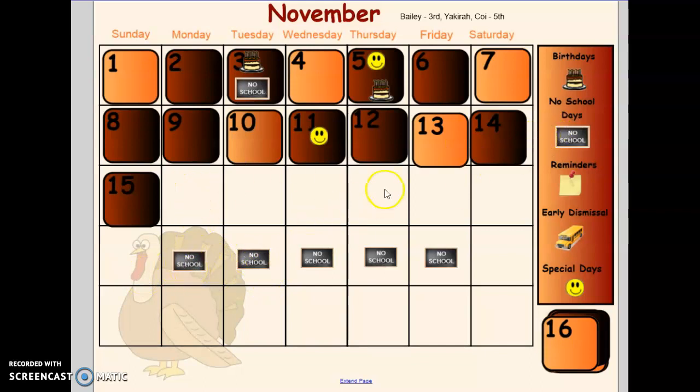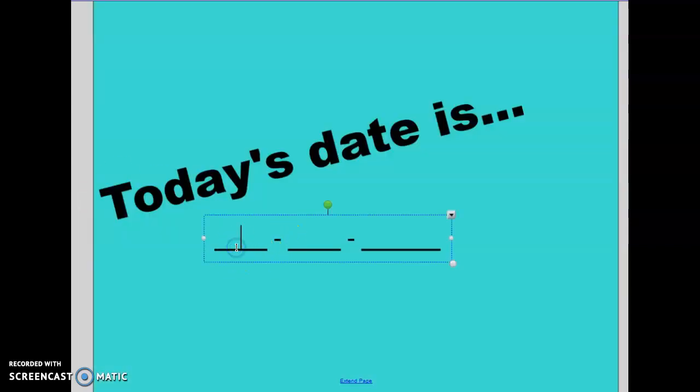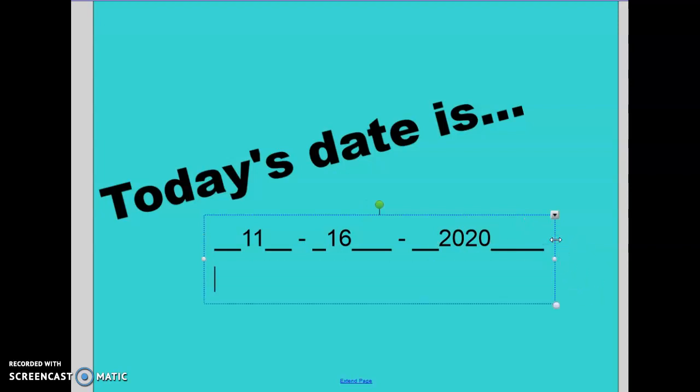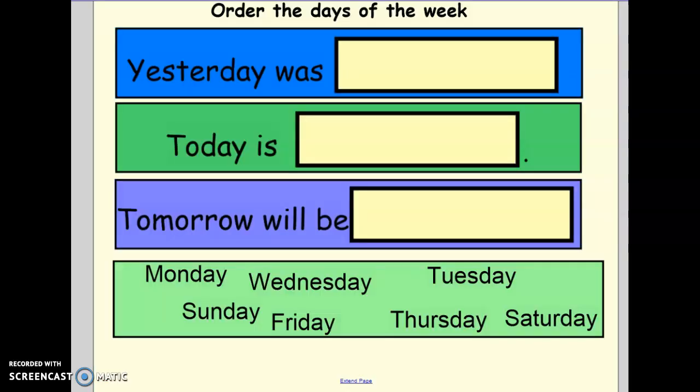All right, so last time I saw you, it was November 12th. We've had the 13th, 14th, 15th, which makes today the 16th. It is the 16th day of November. So I'm going to fill it in. November's the 11th month. November 16th, 2020. Now let's put it in the word form. November 16th, 2020.